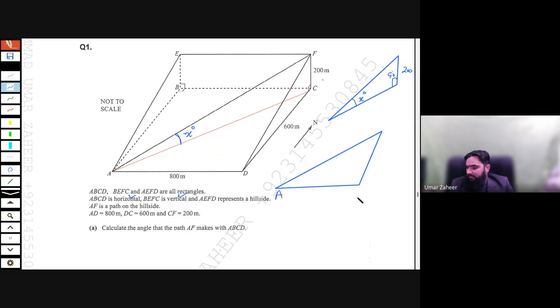ADC, because it is given that this is 600, it is given that this is 800. We need to find AC. Yes, how can we find AC?